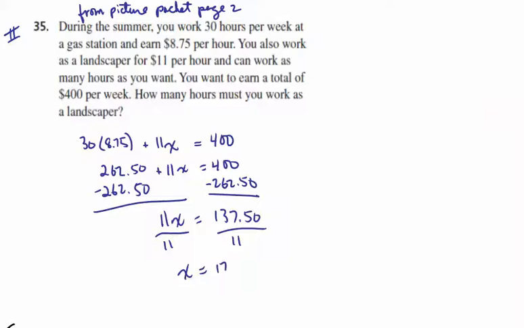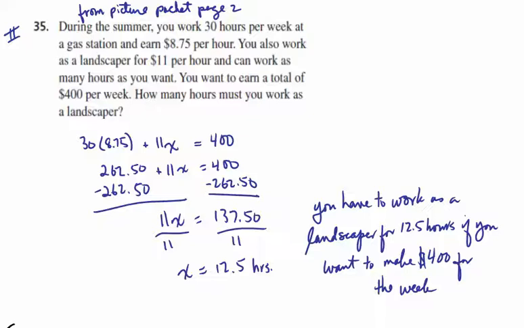12.5. Remember what that is, 12.5 hours. So you have to work as a landscaper for 12.5 hours if you want to make $400 for the week. We'll go on to another example.